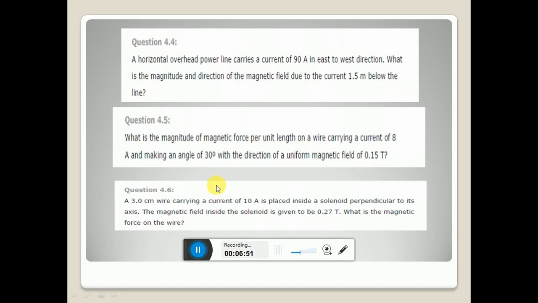Sixth one, a 3 centimeter wire carrying a current of 10 amperes is placed inside a solenoid perpendicular to its axis. The magnetic field inside the solenoid is given to be 0.27 Tesla. What is the magnetic force acting on the wire? I think we have already seen this question. Anyhow, try to find out the answer for this. Now let us see the answers for these questions.